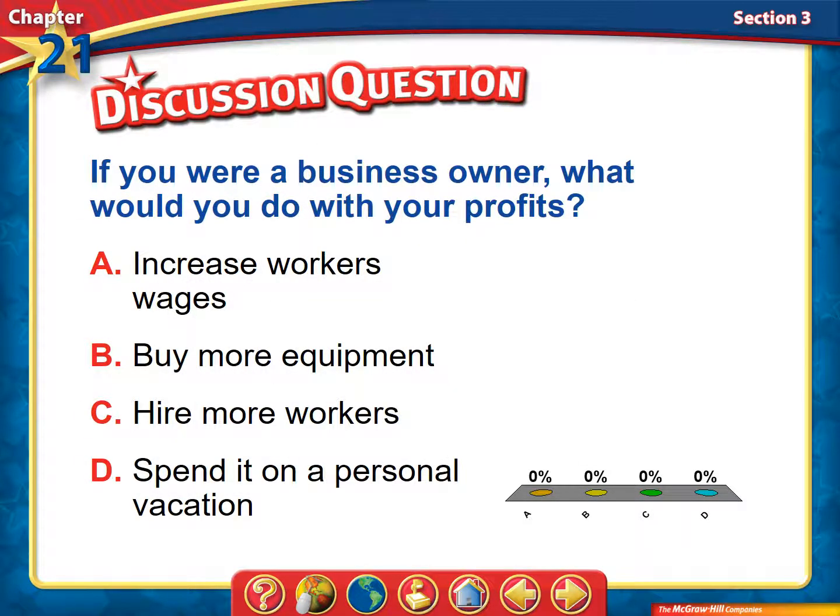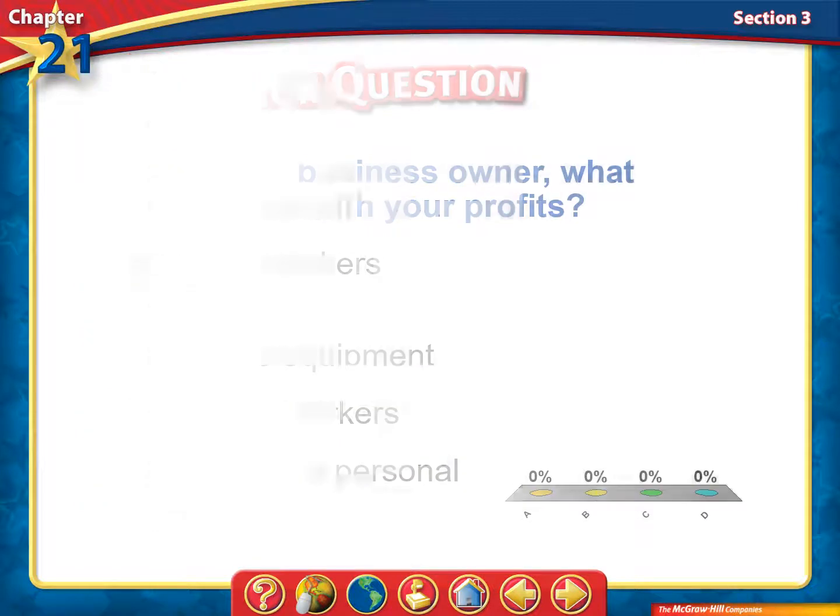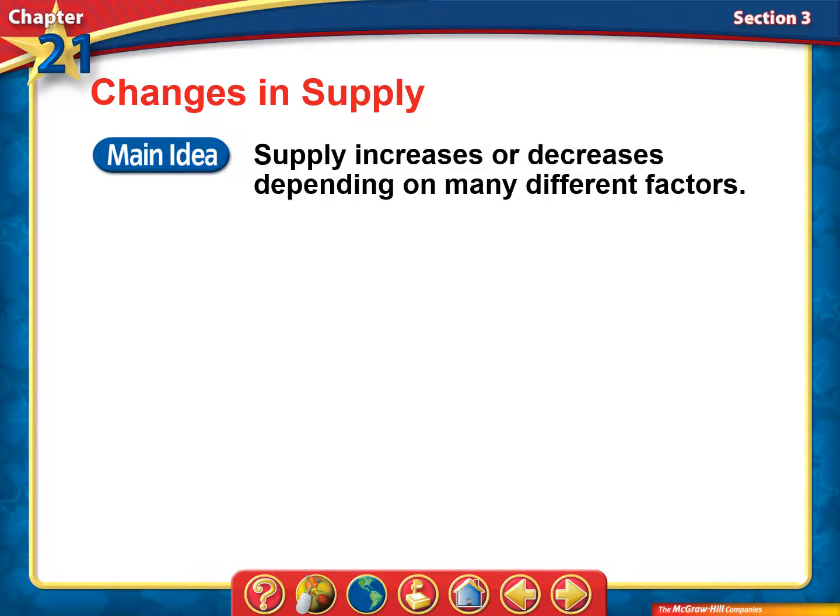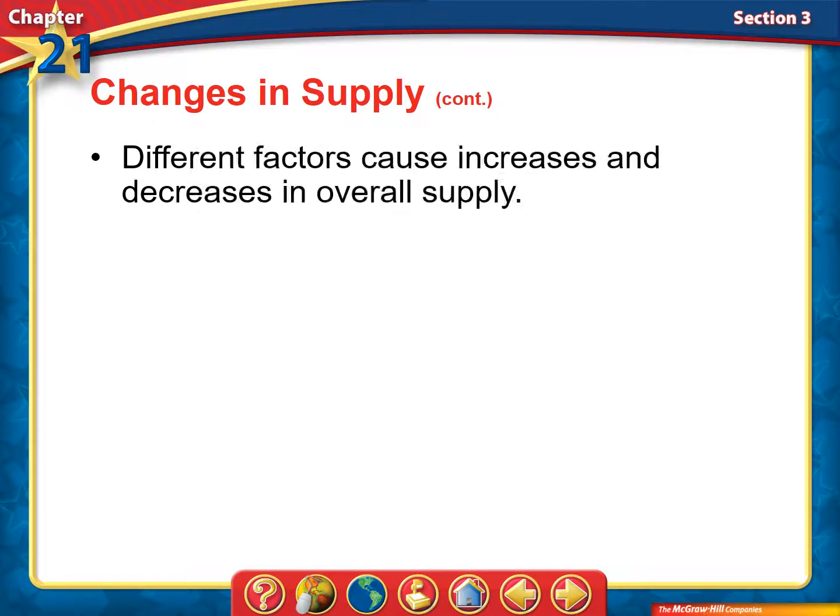If you were a business owner, what would you do with your profits? It's something you have to think about and consider very carefully. If you pay your workers better, maybe they're happier, maybe that increases output. If you invest in more equipment, again, maybe that's what you need. What happens when there are changes in supply? Different factors can cause increases and decreases in overall supply. Number one, the cost of the resources.